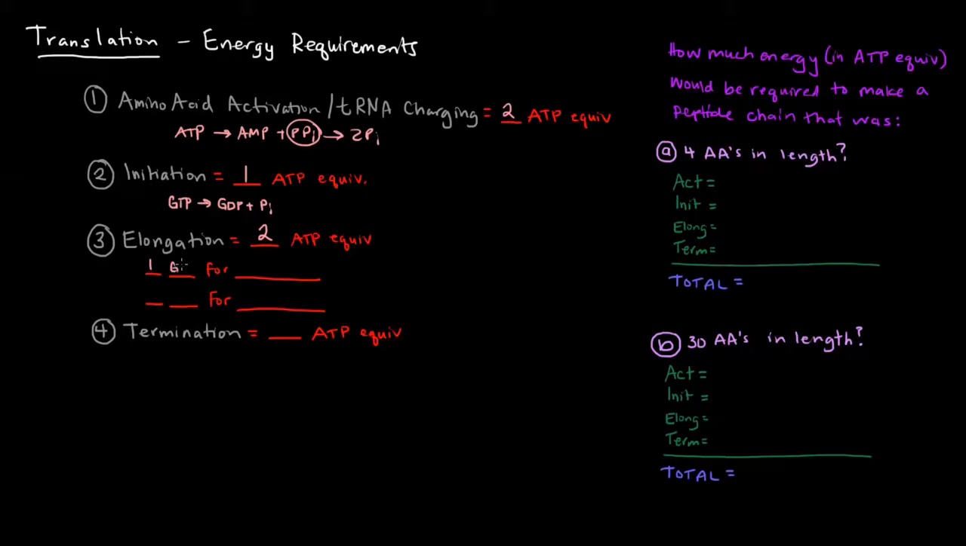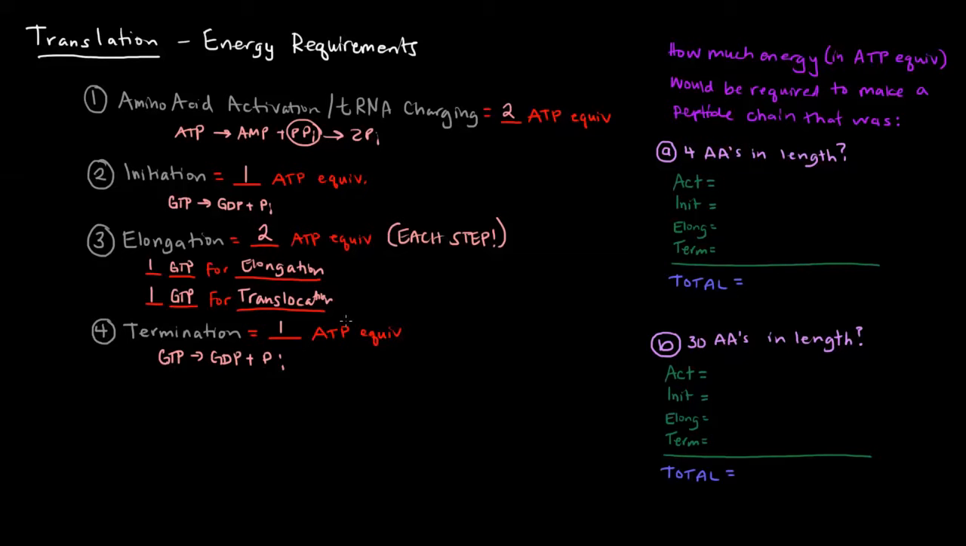There was 1 GTP for the actual elongation step, in which we formed the covalent bond between the 2 amino acids, and 1 GTP required for translocation. So now each elongation step required 2 ATP equivalents. So each time you add an amino acid, it costs 2 ATP equivalents. Termination required 1 ATP equivalent. A GTP was hydrolyzed off into a GDP and an inorganic phosphate.